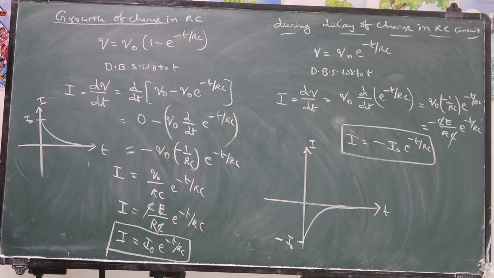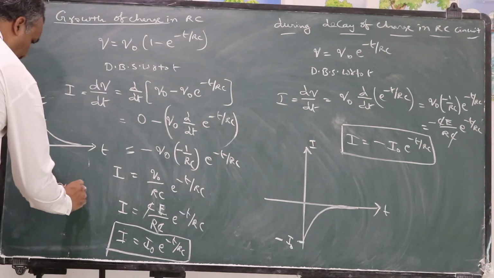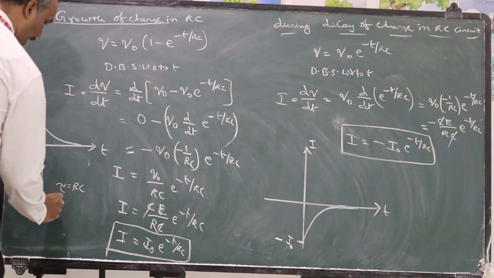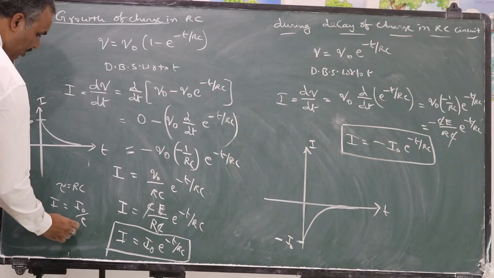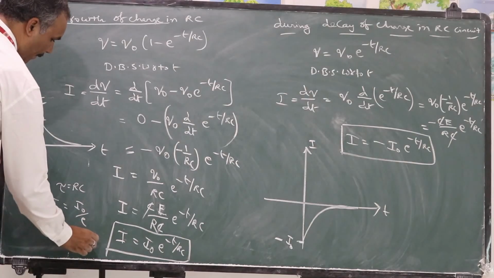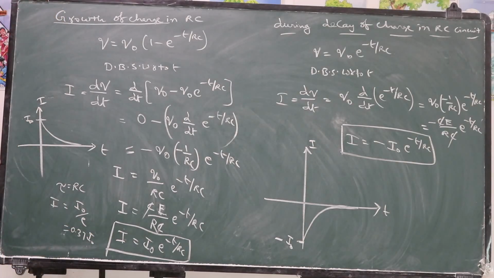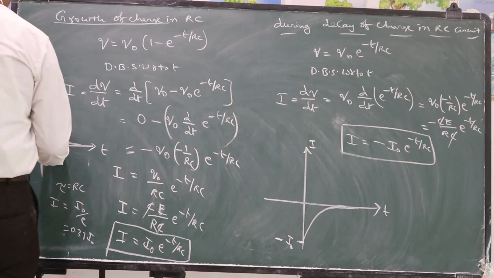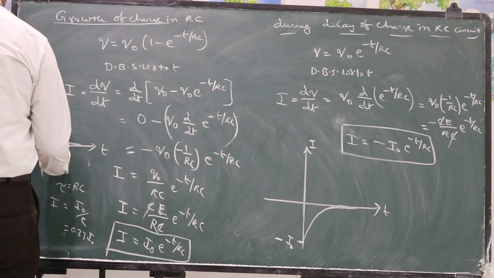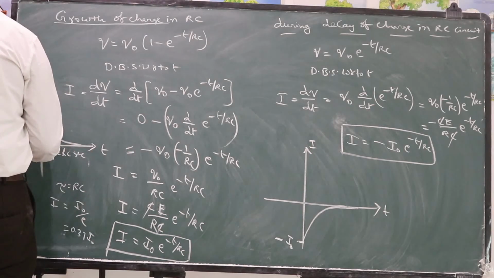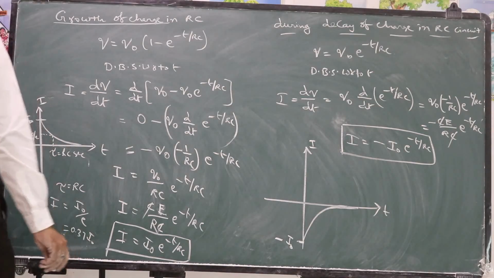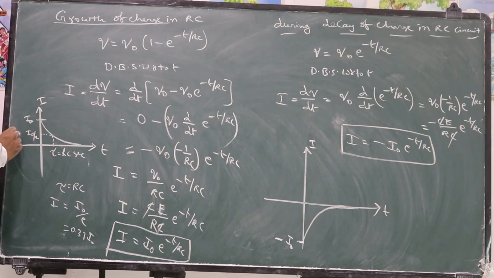If you take tau is equal to RC, that means after one time constant, what will happen? I is equal to I naught by e. I naught by e is 0.37 I naught. So after RC seconds, tau is equal to RC seconds, the current reduces its value to I naught by e. That is 0.37 I naught. This is I naught by e.